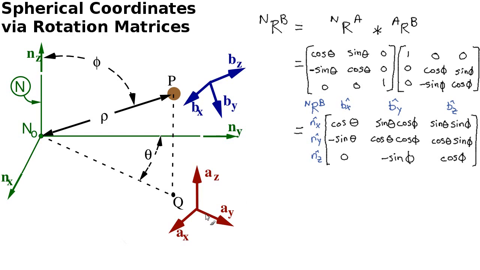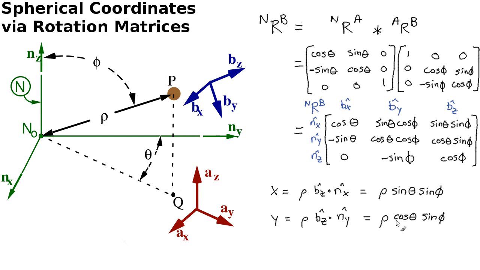So now we're finally ready to relate the x, y, z measures of this position with the rho, theta, phi measures. So as we said before, x is going to be this position vector, rho BZ, dotted with NX. That gives us the NX measure of this position vector. So looking over here, we have BZ dotted with NX is equal to sine theta sine phi, and we're multiplying that by rho, so we get this quantity. Similarly, we'll have y is equal to rho cosine theta sine phi, and finally z is equal to rho cosine phi.